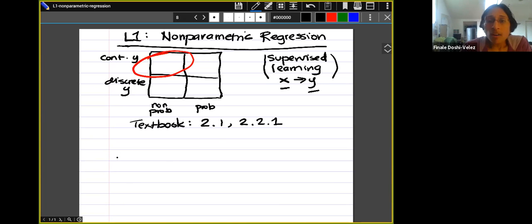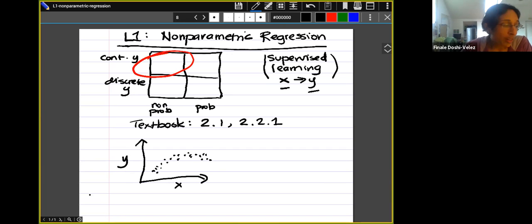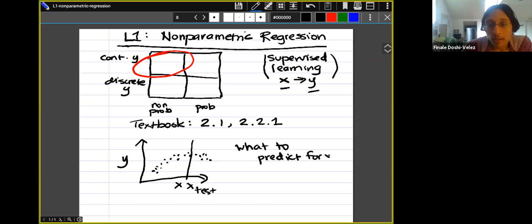All right, so how might we solve a regression problem? Let's just draw a cartoon of what a regression problem might look like. Here are some data points. Here's X, here's Y. And given some value for X right here, let's call it X test, we want to figure out what to predict for Y. And over this part of this lecture and the next lecture, we're going to talk about a couple of these non-probabilistic ways of doing this.